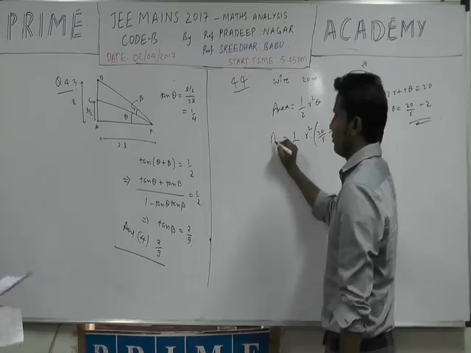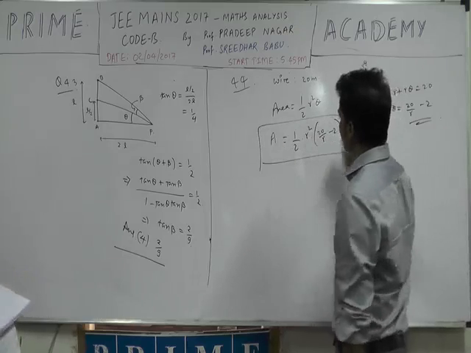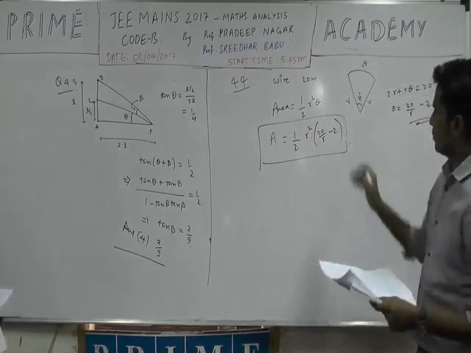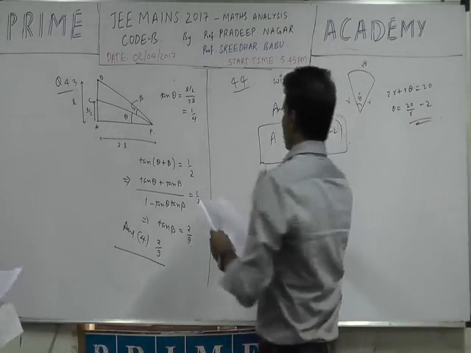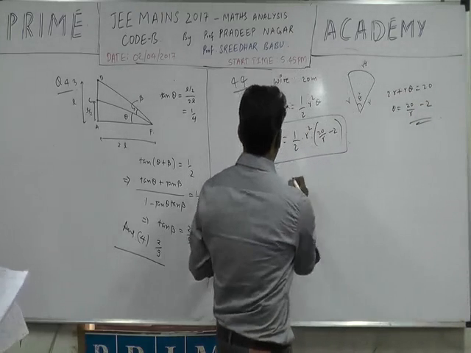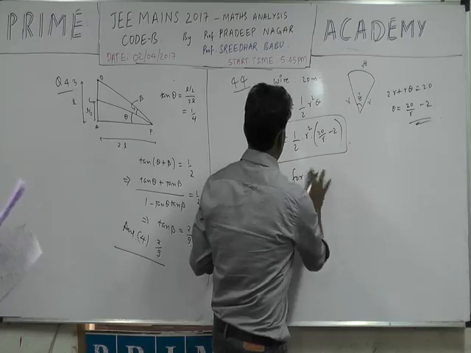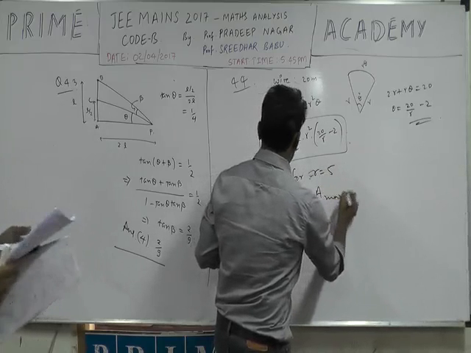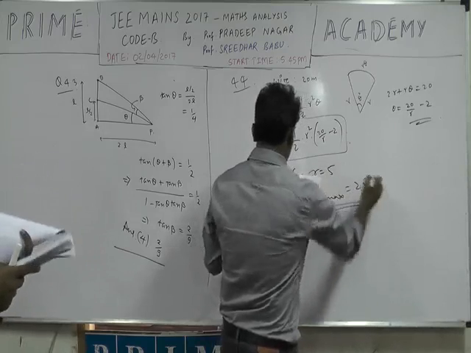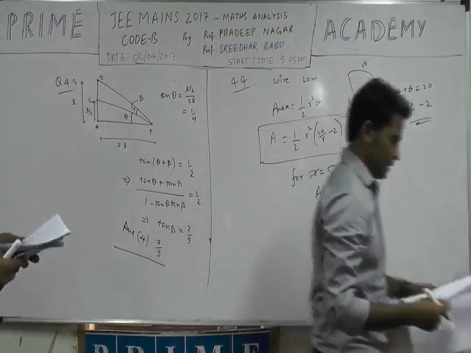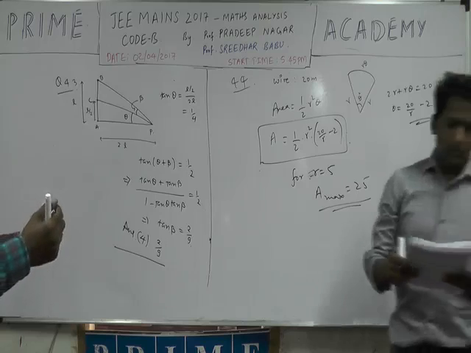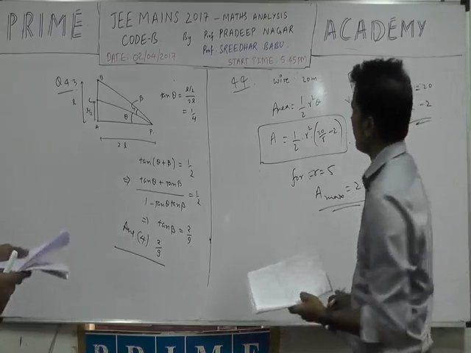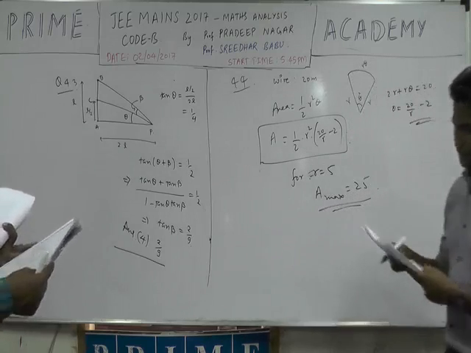And from here onwards, it is a simple maximum-minimum question that we have solved in boards also. So for r equal to 5, we get the maximum value of A as 25. Hence the answer is 4. Okay, next.